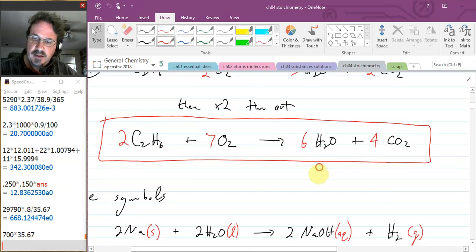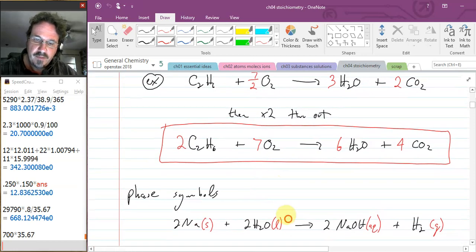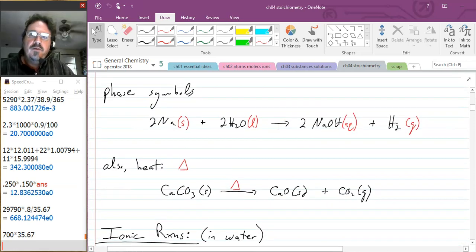And let's see, that's the same result that we got before. Phase symbols. Phase symbols are often included in a balanced chemical equation to show what state the reactants and the products are in. By state, I mean, are they gases, liquids, solids? Are they dissolved in water? You'll see, those are the main ones that you'll see.